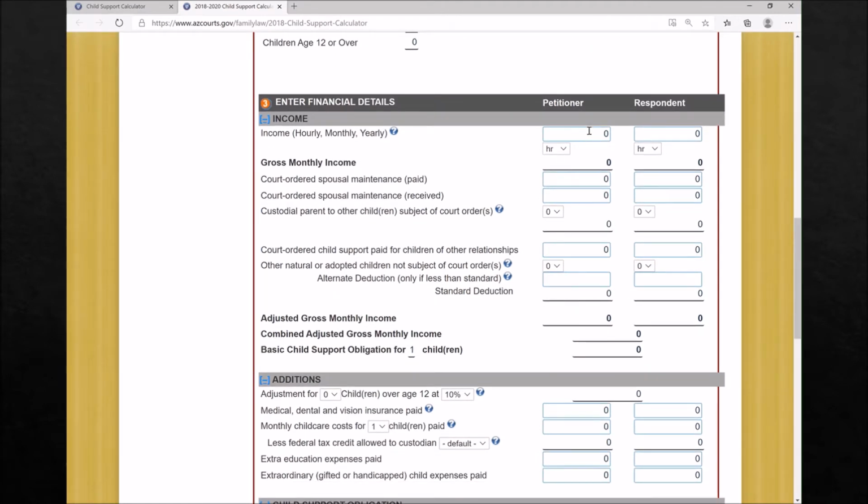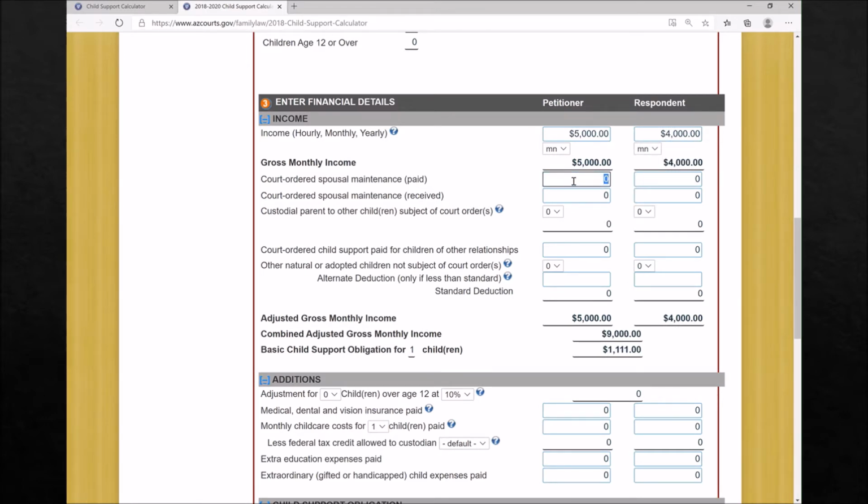Income. As I said before, if you have watched that video, you understand why we're entering these incomes and what the calculator is going to do with them. Let's just say, since the petitioner is the father and the respondent is the mother, in this example, the father earns $5,000 a month and the mother earns $4,000 a month.